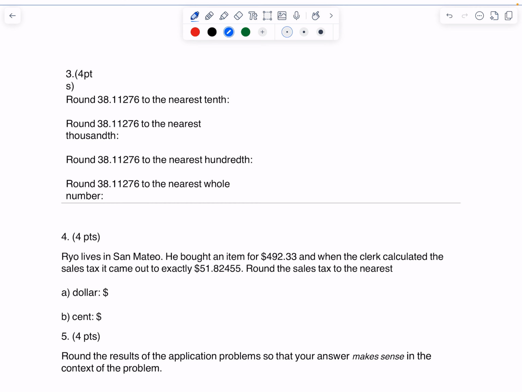Okay, number 3 asks us to round to the nearest tenths. Remember that the tenths is behind the decimal place. So we have 38 point. The 1 is in the tenths. The second one is in the hundredths. And then so on and so forth. So I'm going to go ahead and write this out. 38.11276. I'm going to make an arrow over the tenths place. I'm going to look behind it. That digit is smaller than 5. So I'm going to leave everything alone. So the answer is going to be 38.1. That is the answer for that.